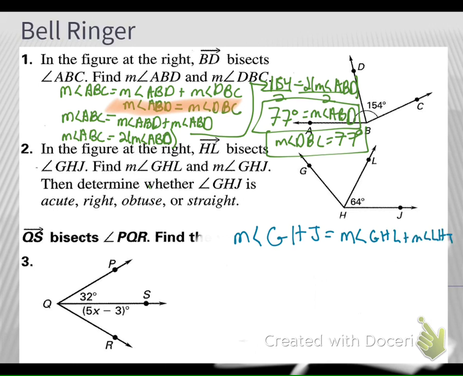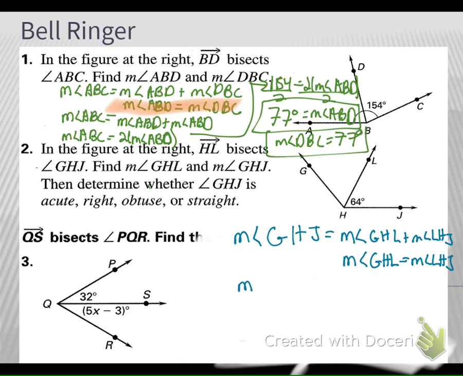Nice job. Our next step is to show what? Yep, Natalie? That's okay. So the second step, right, is to show what happens when they're bisected. Raj? Yep, we're going to show that they're equal, because we know they're congruent. So the measure of GHL equals the measure of angle LHJ. Nice job. Now you guys get to pick, which one do you prefer? GHL or LHJ? GHL works for me.